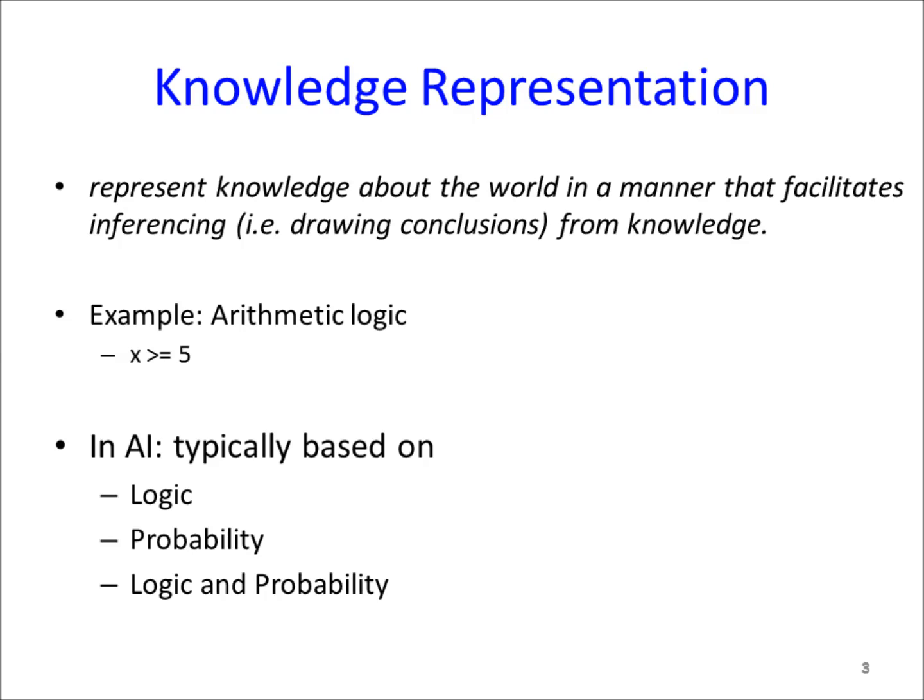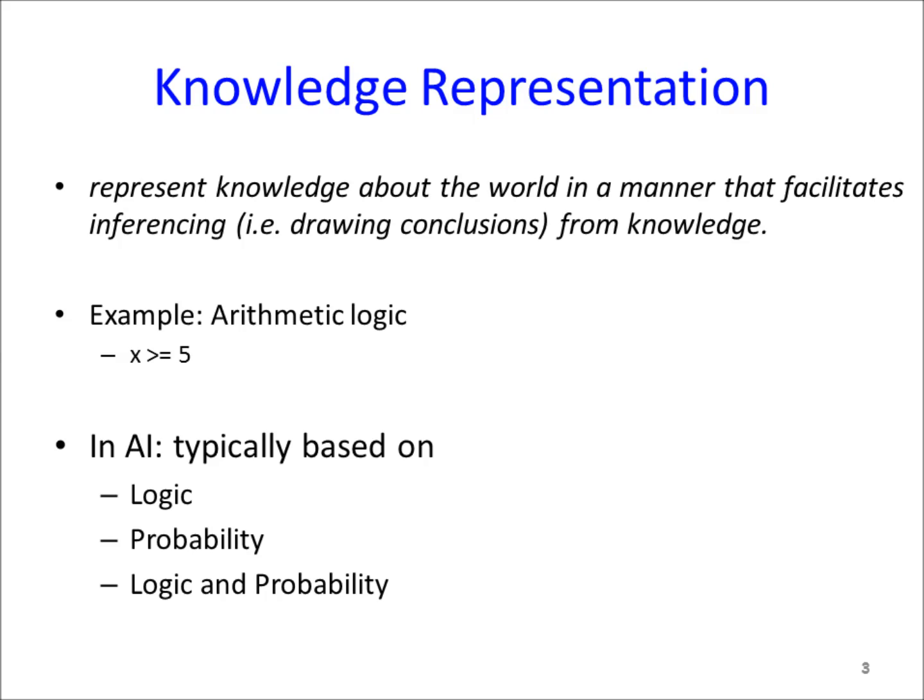This is a very simple example of arithmetic logic. Arithmetic logic is the logic of numbers, let us suppose. So x greater than or equal to 5. Suppose this is the only thing I know. There is a reality about x, what its value is. That reality is not known to us. But we know that if x is greater than or equal to 5, then x is also greater than or equal to 4.